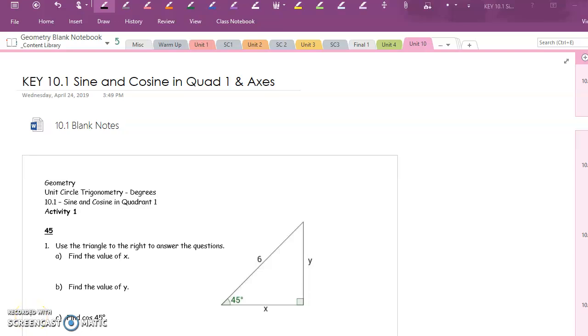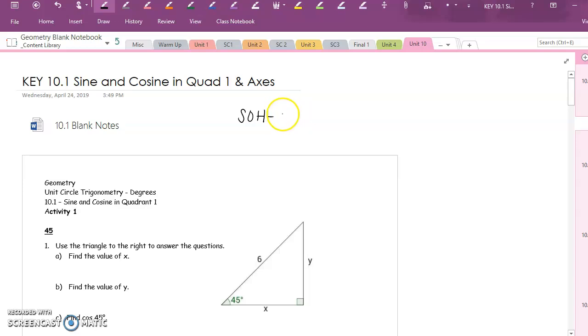Our introduction of the unit circle. There are notes in OneNote if you'd like to follow along there. Otherwise, you can follow along right here. So we're going to be learning about the sine and cosine in quadrant 1 and the axes. And to start with, we're going to recall what we learned the past 2 weeks.